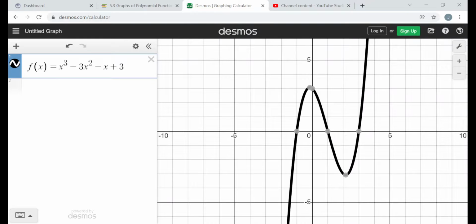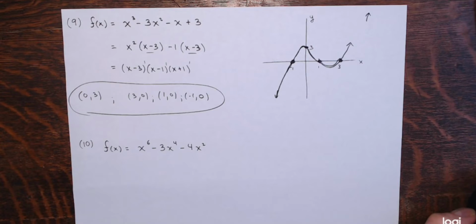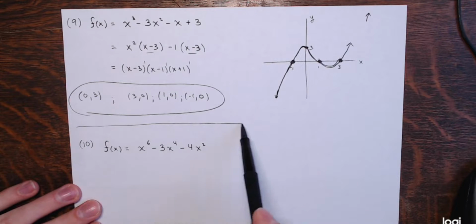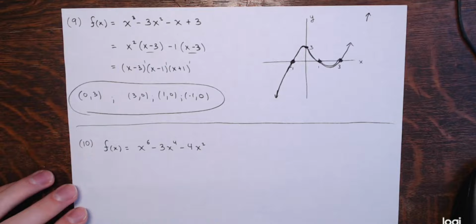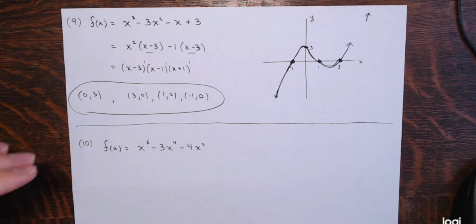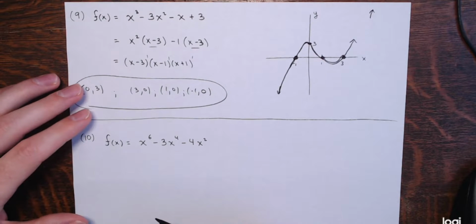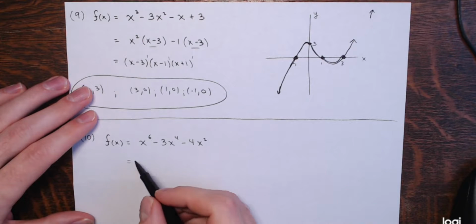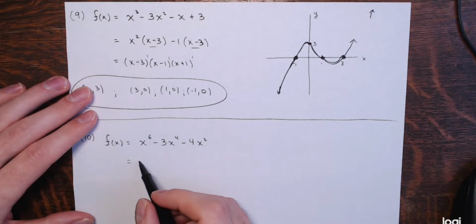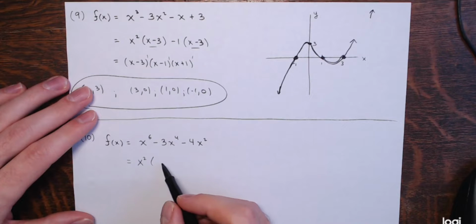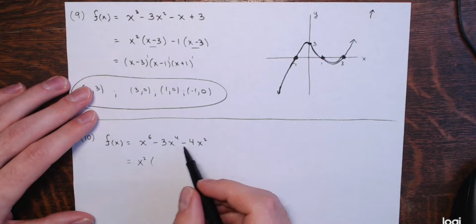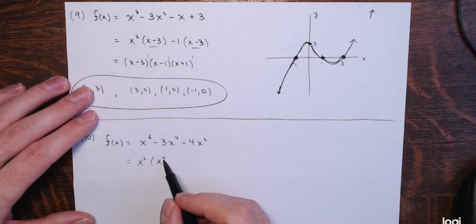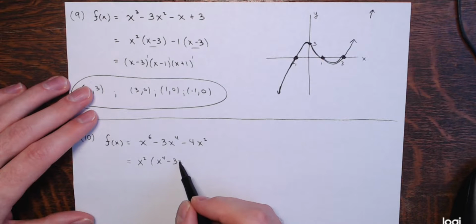Alright, and then one final example where I'm doing, again, the exact same stuff. I'm going to factor the polynomial completely, state all the intercepts, and I'll make a rough sketch myself, and then we'll look at the Desmos site. These have a common factor of x squared, and if I pull out x squared, you then have x to the fourth minus 3x squared minus 4.